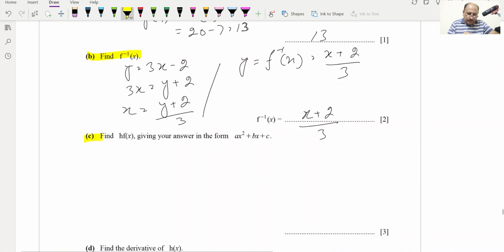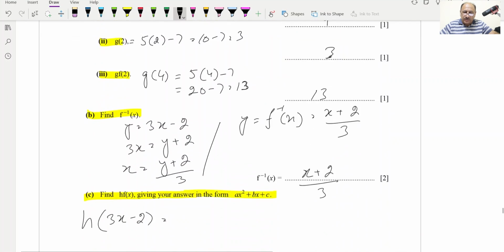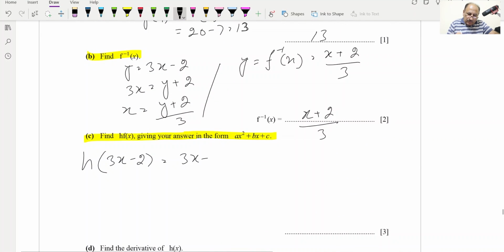Then this one, C part, find h of f of x, giving your answer in this ax squared plus bx plus c format. So h of f of x is basically h of 3x minus 2. So in h of x we can replace 3x minus 2, and h of x is x squared plus x. So (3x minus 2) squared plus (3x minus 2), and we have to basically open the square. So it will be 9x squared plus 4, and minus 2 into 2 is 4, 4 into 3 will be 12, so 12x, and this bracket will be open.